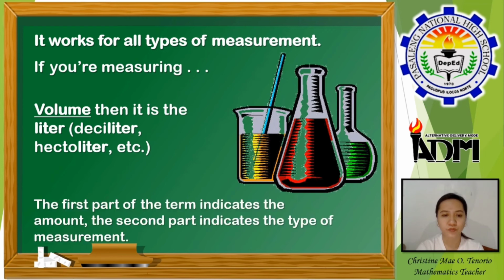And then, the first part of the term indicates the amount, and then the second part indicates the type of measurement. So, ito yun. Ito yung first part. Deci means 1 over 10, and then it tells the amount. And then yung second part natin is liter, so it indicates the type of measurement. So volume yung ating sinusukat dito.